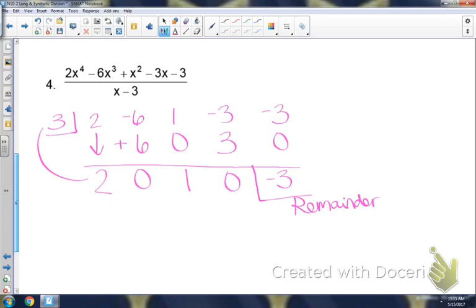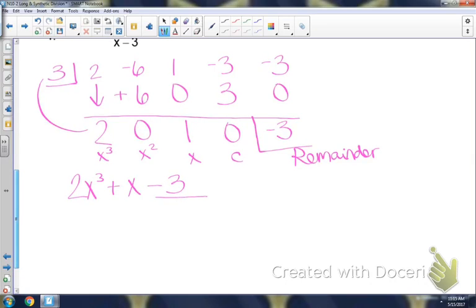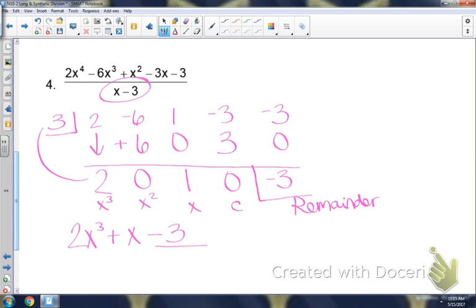To the left of your remainder is your constant. To the left of that is x. To the left of that is x squared. And then x cubed. So we have a 2x cubed. Notice we have a 0x squared. I do not need to write that. Next would be just a plus x. And I do have a remainder of -3. Remember, your remainder is out of your original denominator, which was x minus 3.